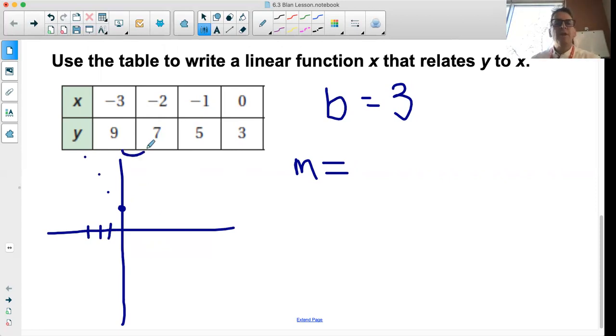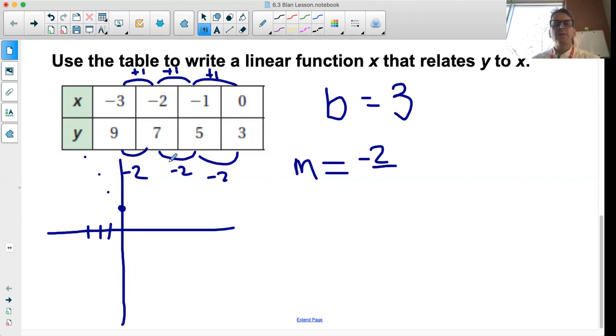As y is changing, it goes down from 9 to 7, from 7 to 5, from 5 to 3. As y goes down 2, x goes up 1, again up 1, again up 1. So your slope is going to be -2 over 1.